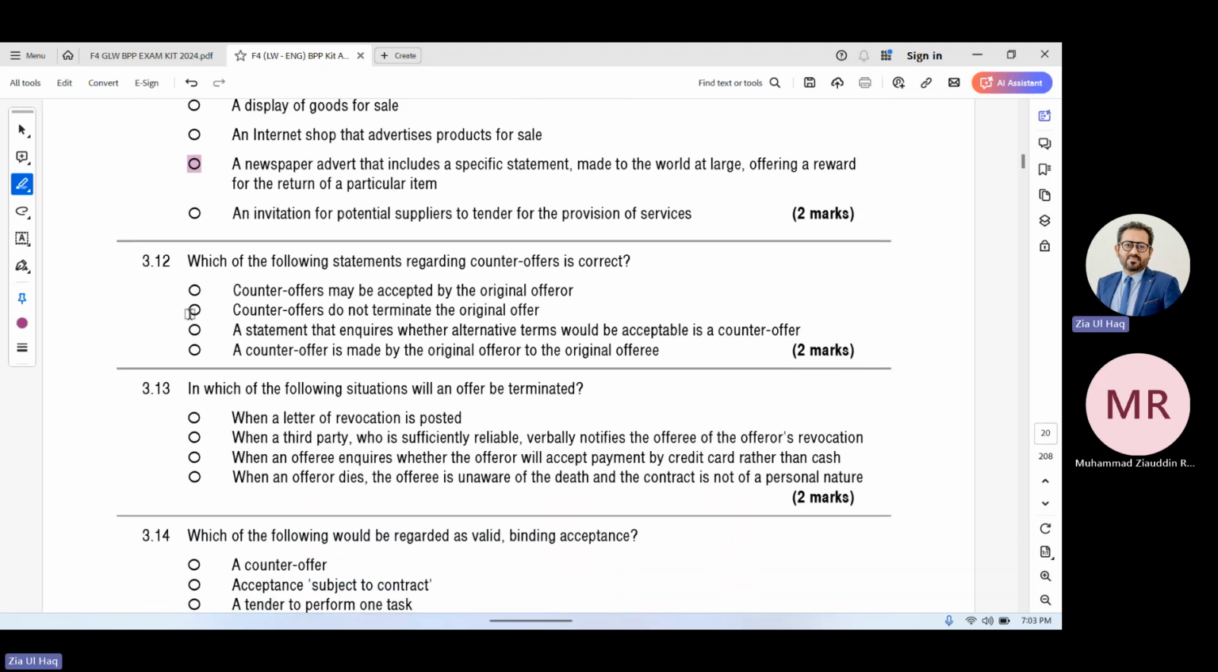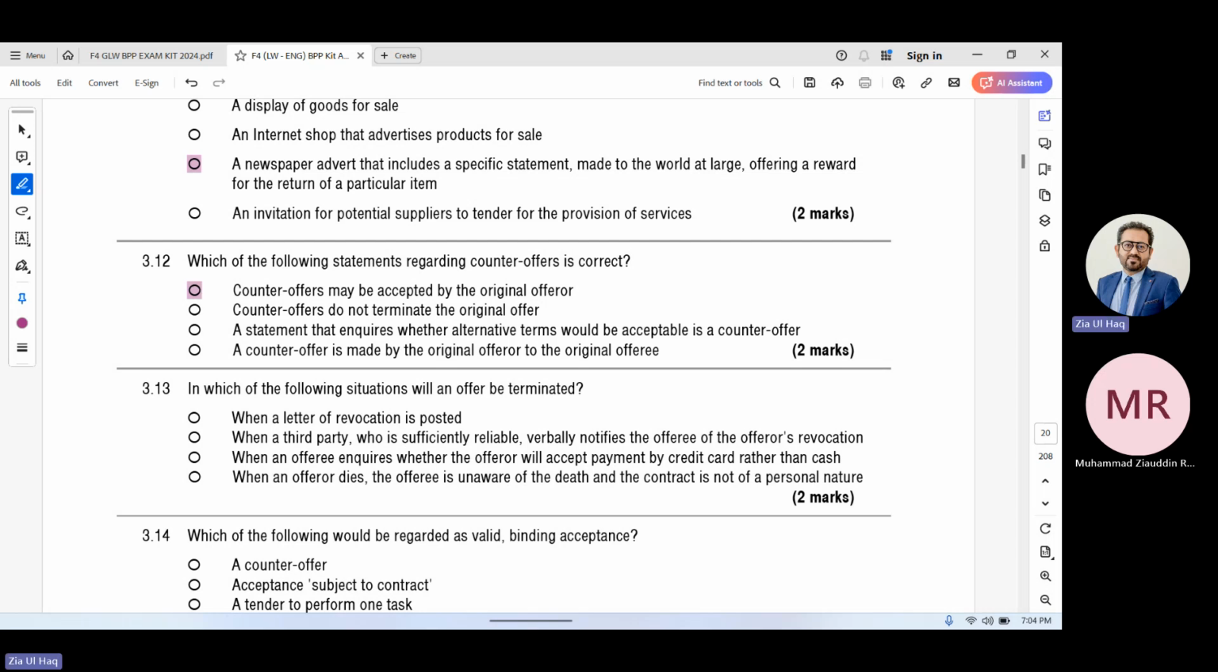3.12. Which of the following statements regarding a counter offer is correct? Counter offer. If you have made an offer, the other party makes another offer. So the first offer is cancelled. Counter offer may be accepted by the original offeror. Yeah, he can accept. You offered something, he offered another thing. This means the first offer is finished. Now you need to either accept or reject. So is that fine?